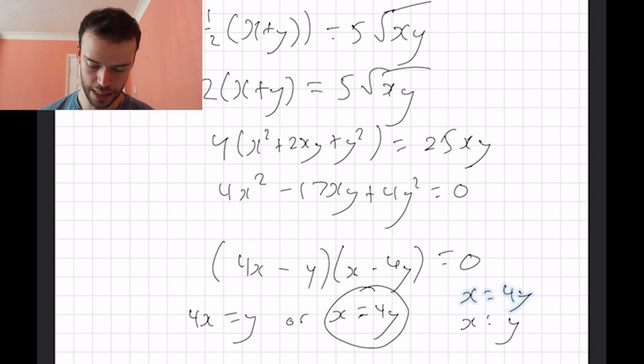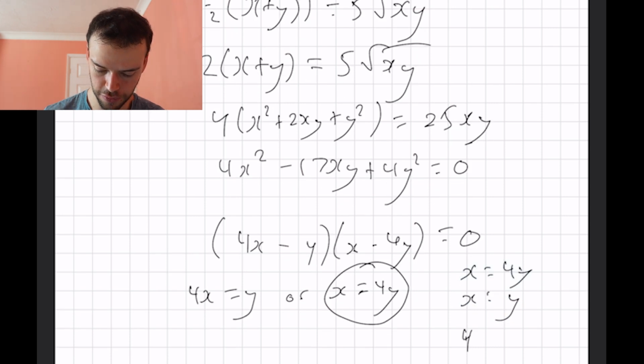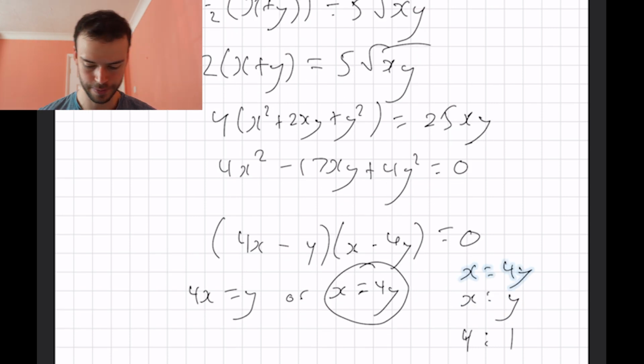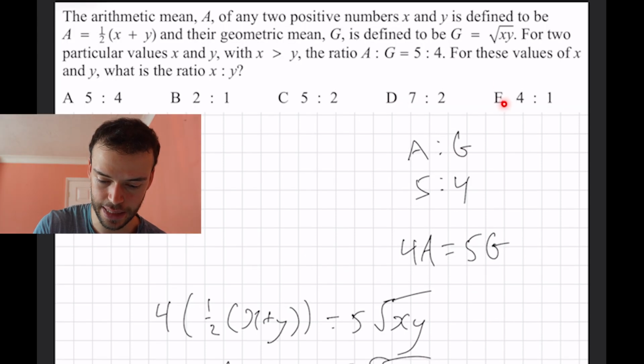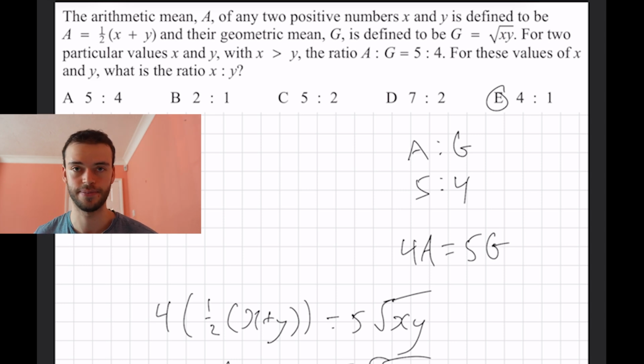To do that, we swap the coefficients to the other side. So the ratio is going to be 4 to 1, right? Because this is saying that x is 4 times bigger than y. And that's what we've done in this ratio here. So the answer is 4 to 1, and we can see that that is E, 4 to 1. So that is our answer, and we're done with the question.